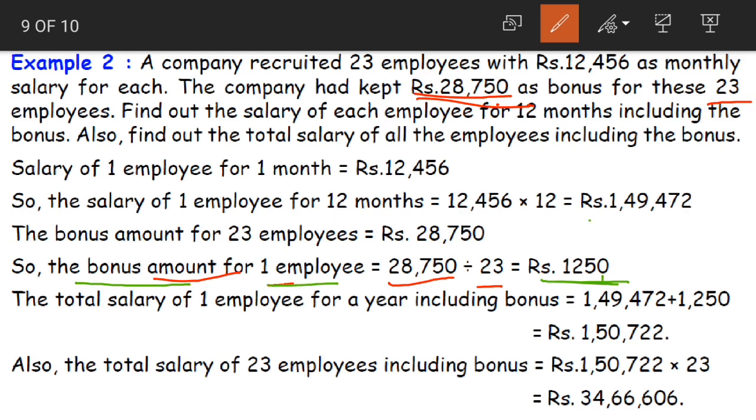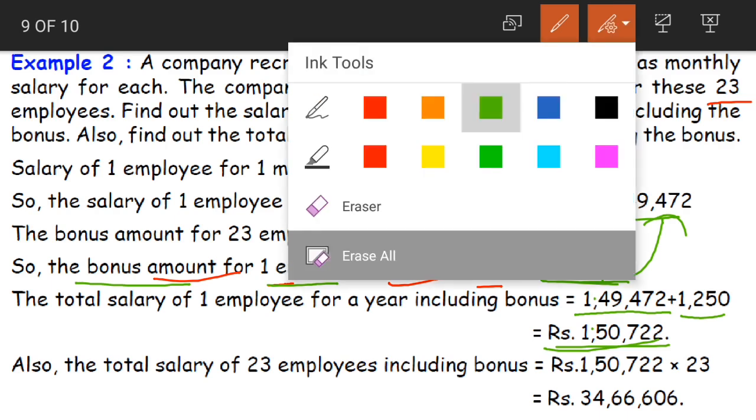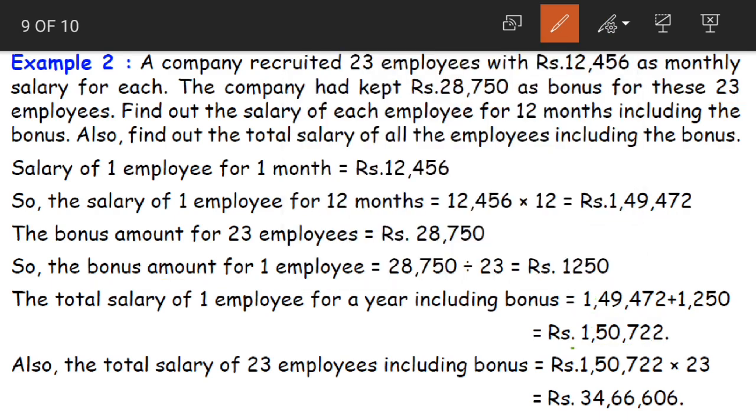Yes, we've already found out the salary of one employee for 12 months. Yes children, to that we need to add our bonus. 1,49,472 plus 1,250. Now when we add these two, the total answer will be rupees 1,50,722. Okay children, 1,50,722. Now what is this? See, understand carefully. This is the salary of each employee for 12 months including the bonus. Yes, we've added the bonus.